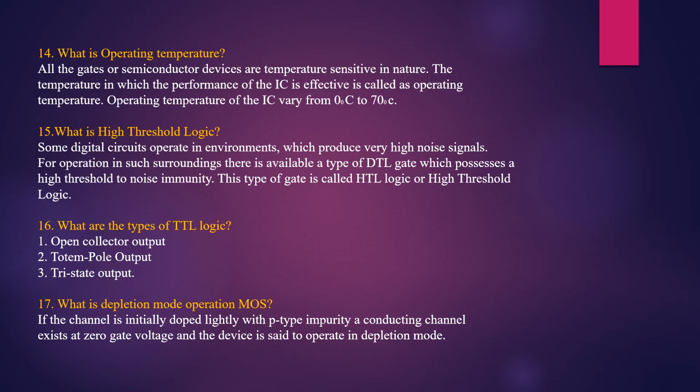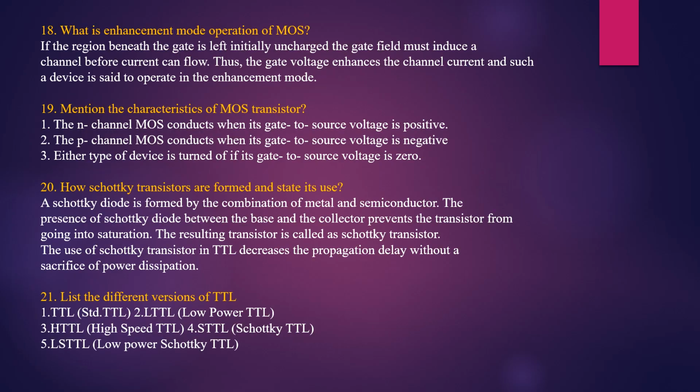The next question, what is depletion mode operation of MOS? The answer is, if the channel is initially doped lightly with p-type impurity, a conducting channel exists at zero gate voltage and the device is said to operate in depletion mode. The next question, what is enhancement mode operation of MOSFET?